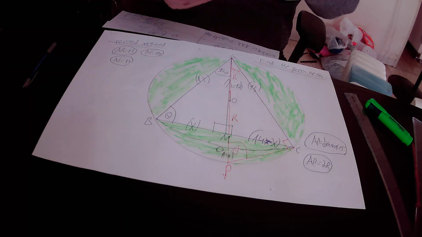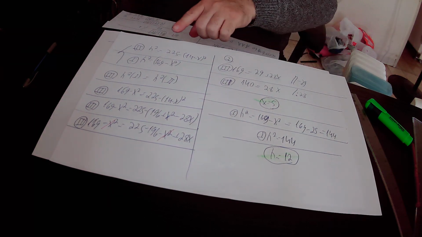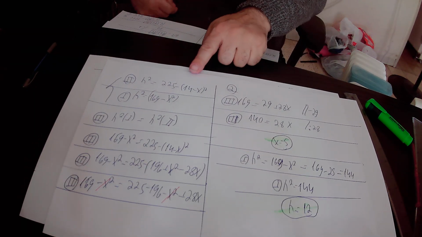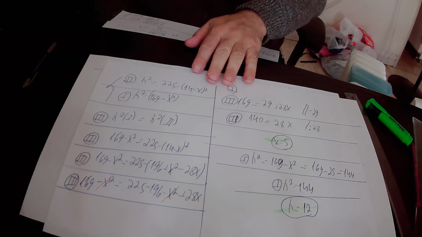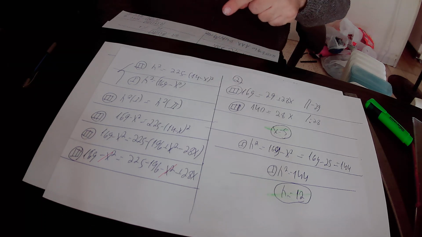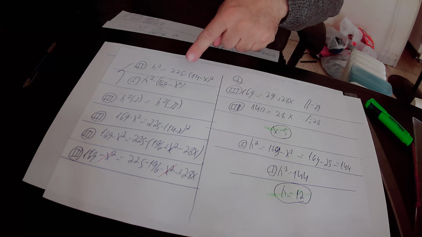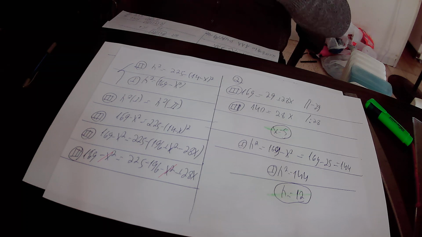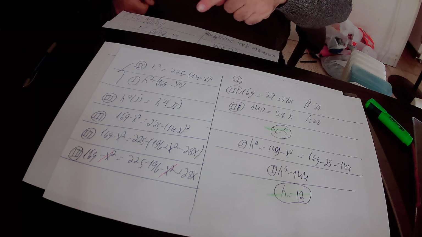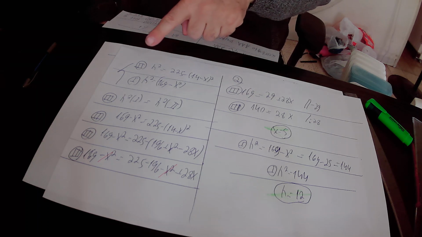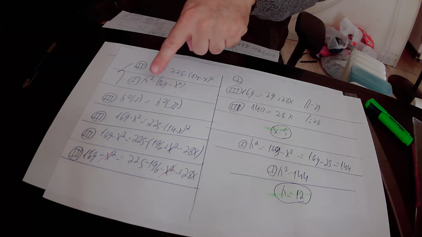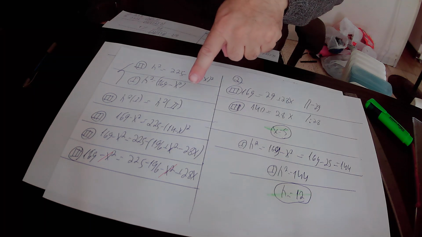Repeat again, according to equation number 2, we found that h squared equals 225 minus (14 minus x) squared. This is according to equation number 2, while according to equation number 1, we have already found that h squared equals 169 minus x squared. So we have two different expressions for h squared. Therefore, we created equation number 3, which states that h squared according to equation number 1 must be equal to h squared according to equation number 2.